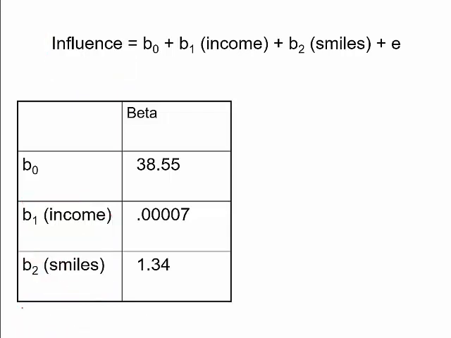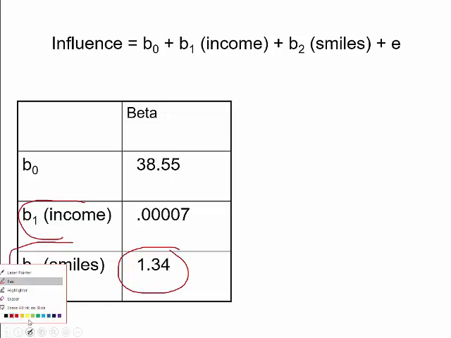Many years ago, I used to ask that question in classes, and then I stopped asking because every time I ask that question, just about everyone gets it wrong. So what do you think? Does income have a bigger effect or smiles? The answer that most people give is, well, smiles has a bigger effect because the beta is bigger. 1.34 is certainly much, much bigger than 0.00007, and that is certainly true. But that doesn't mean that smiles has a bigger effect.